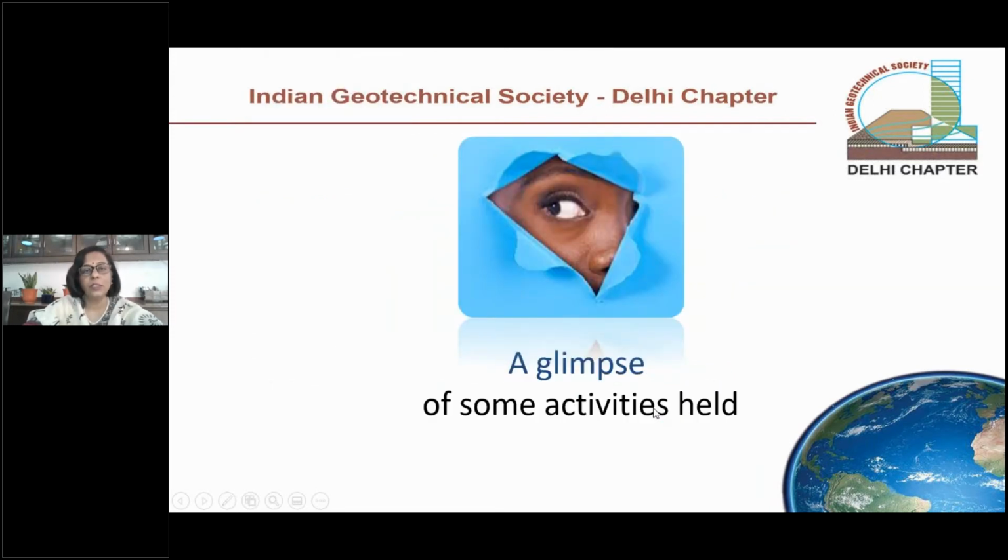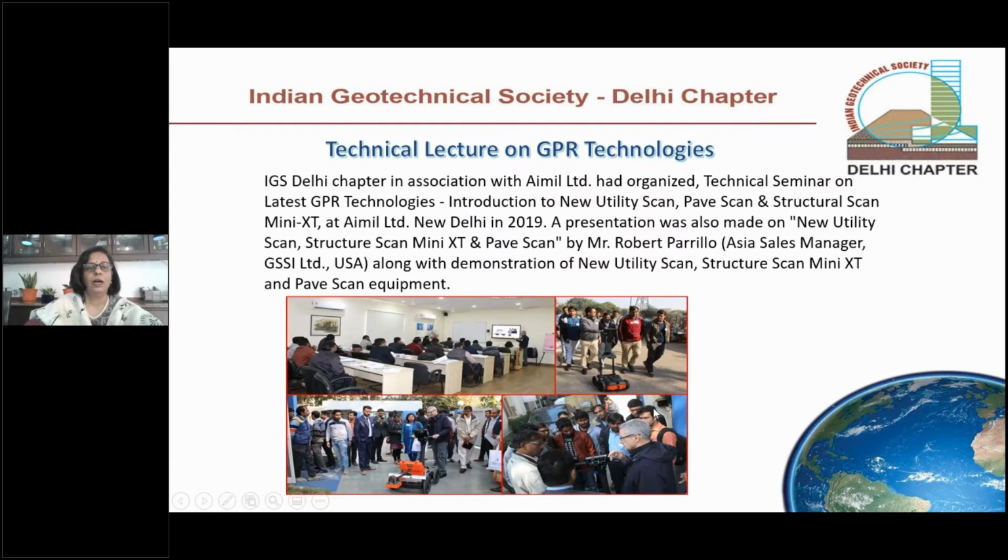Now, just a glimpse of some of the activities organized by IGS Delhi chapter, which will give you a panoramic view of what we have been doing. We arranged a technical lecture on GPR technologies by Mr. Robert Perello from GSSI USA, who also gave a demonstration of the latest equipment in coordination with the GPR technology.